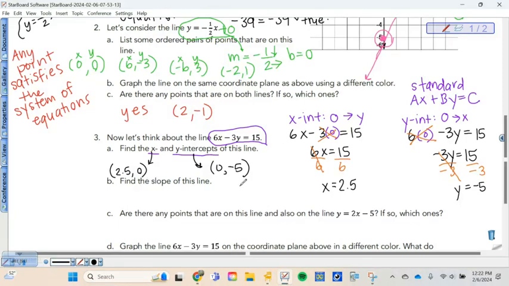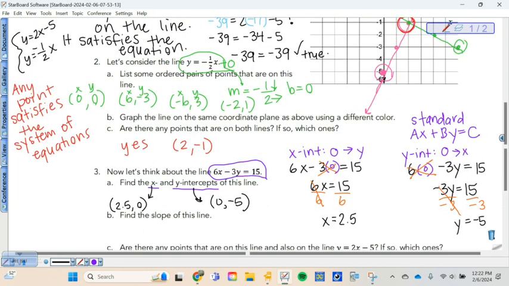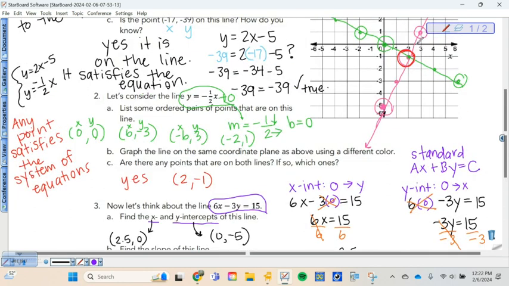So now I have 2 points. Let's plot those 2 points. 2.5 on my x-axis, that's right here. And negative 5 on my y-axis, that's right here. What happens if I connect those 2 points? What do you notice? It's that exact same pink line, isn't it?